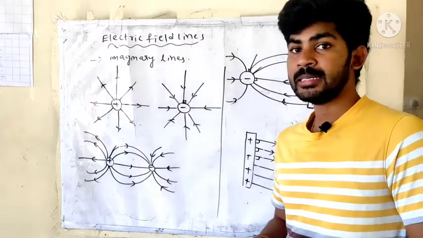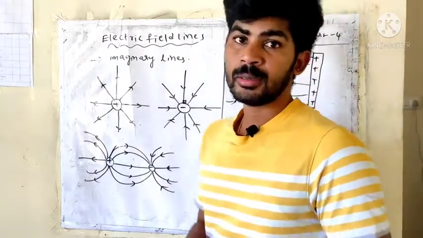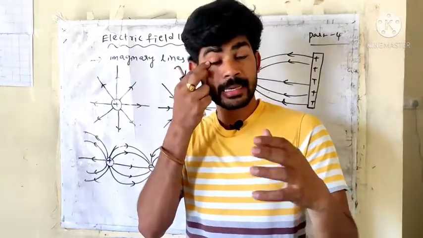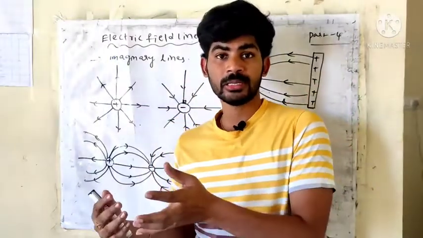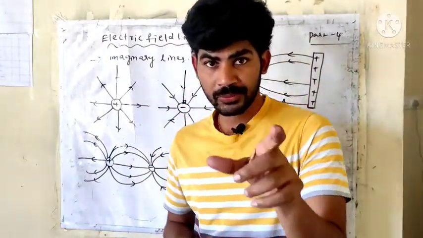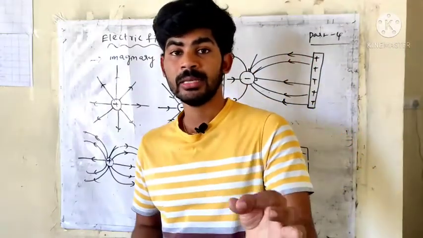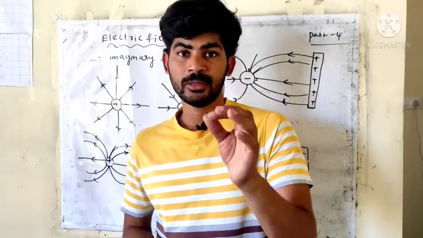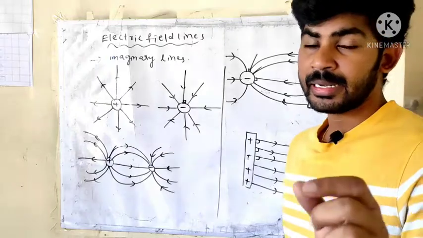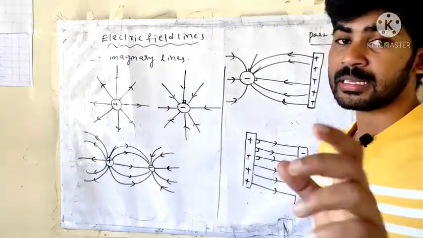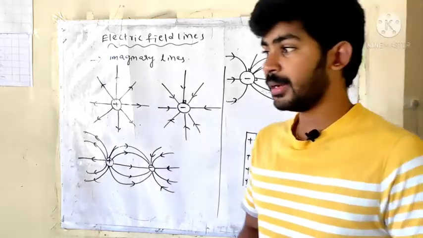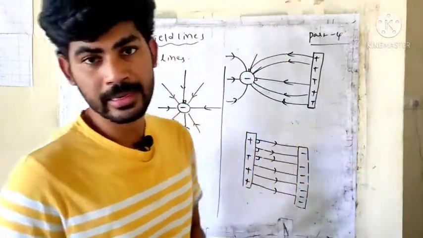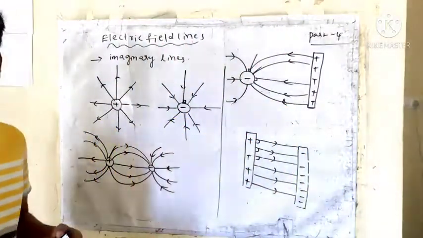So what are the properties? For a positive point charge, field lines go radially outwards, and for a negative charge they go inwards. Electric field lines are generated from the positive charge and end at the negative charge or at infinite distance. The electric field direction is given by the tangent line. These are the properties of the electric field lines. Take a screenshot of this.